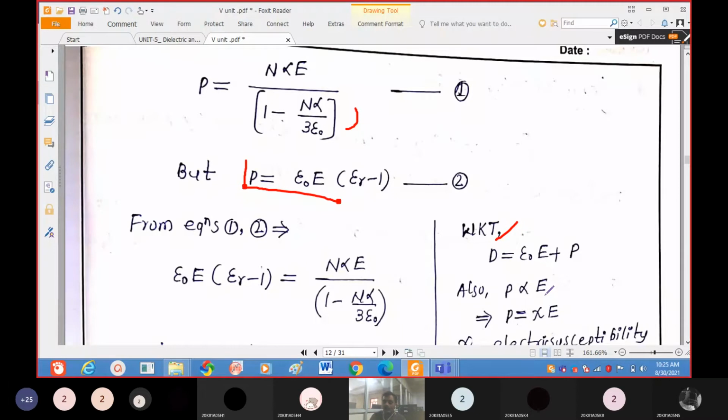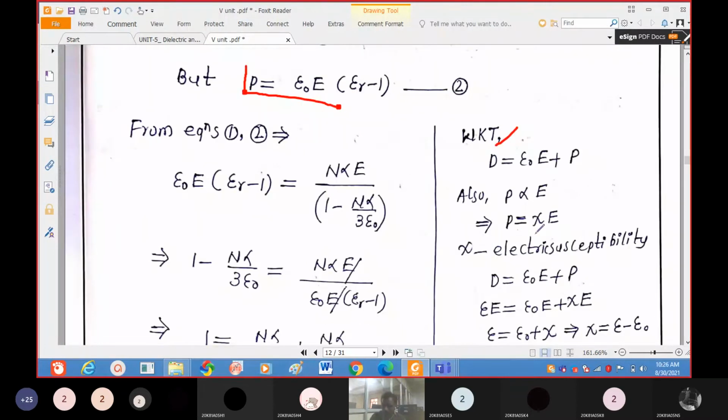So P here is constant, that gives the relation. Now susceptibility chi is P by E. Now substitute this P value in the above equation. D is equal to epsilon naught E plus P. So instead of P we are substituting chi into E.